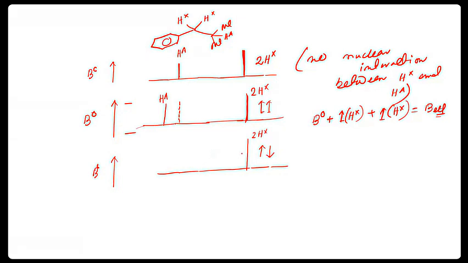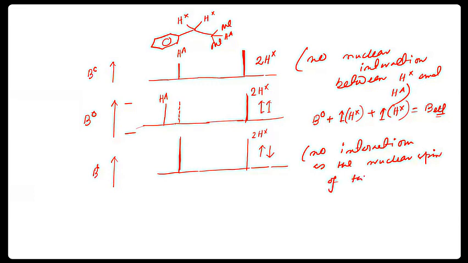Right. Okay, so basically where the proton will come here, there is no interaction, no interaction. Why? As the nuclear spins of 2Hx cancel each other.